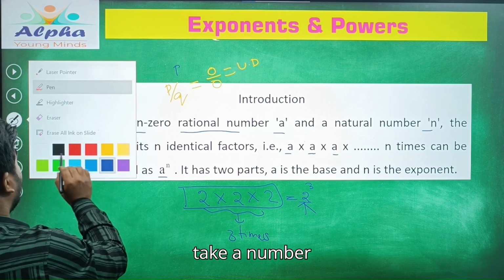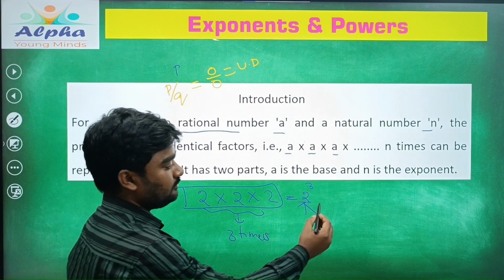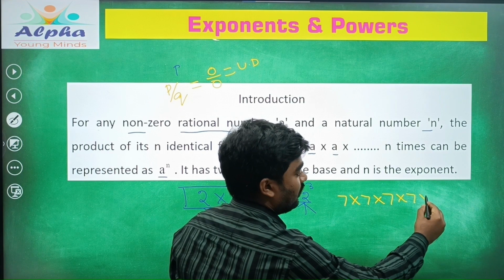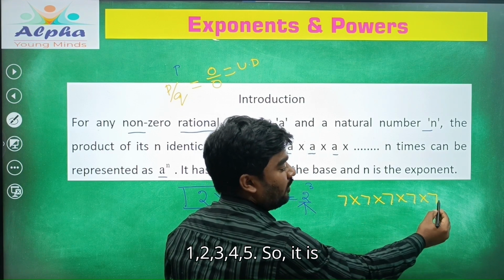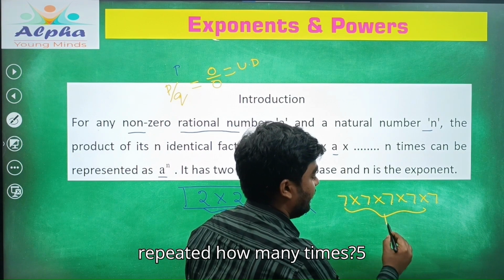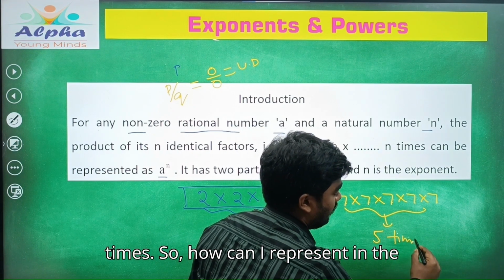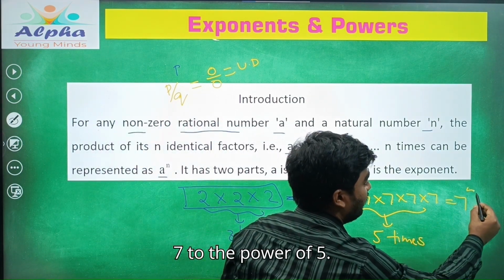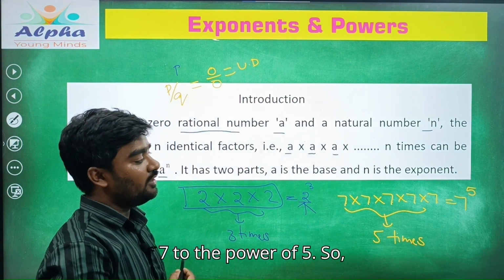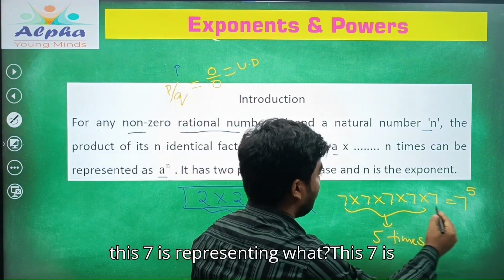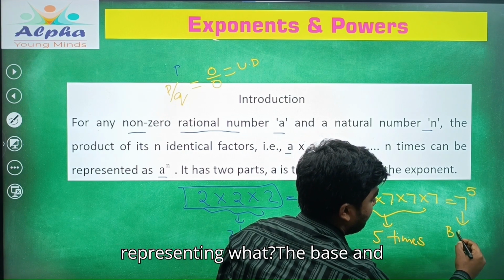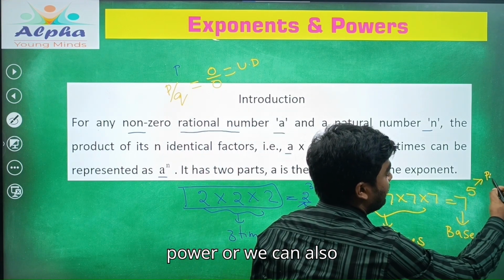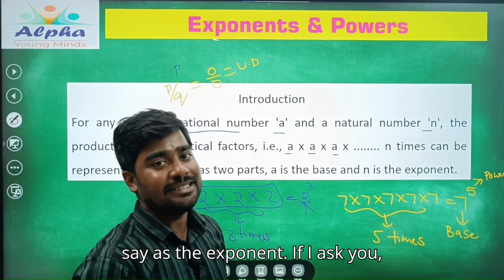For example, if I take the number 7, and 7 is repeated, how many times? 1, 2, 3, 4, 5. It is repeated 5 times. So how can I represent it in exponents and powers? I can represent it as 7 to the power of 5. So what is this 7 representing? The base, whereas this 5 is representing the power, or we can also say the exponent.